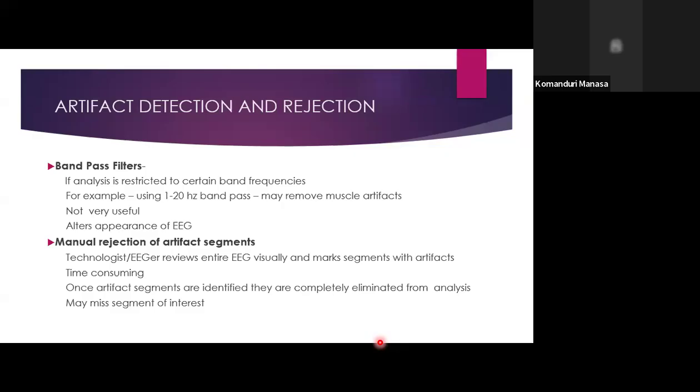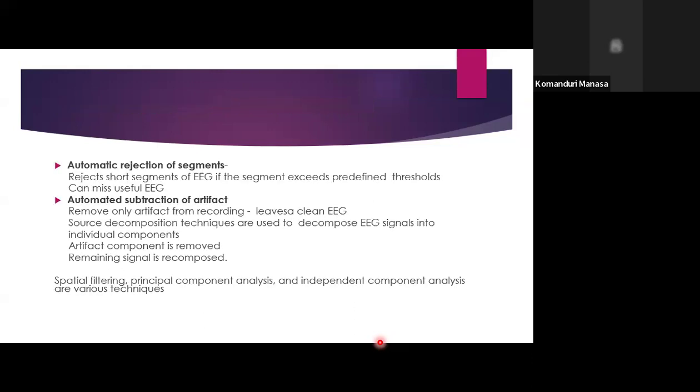There is a manual rejection of the artifact segment, where the technologist or EEG reader will review the EEG visually and mark the segments with the artifacts. Once the artifact segment is identified, this will completely eliminate that segment from the analysis, but may miss the segment of interest. And it is time consuming.